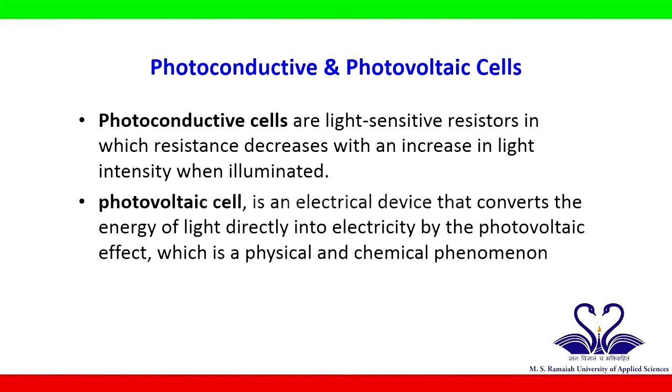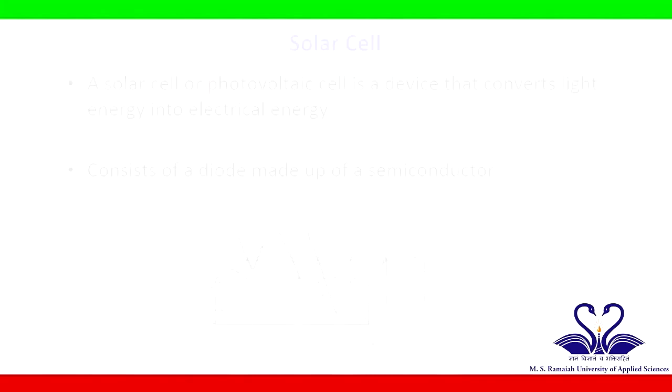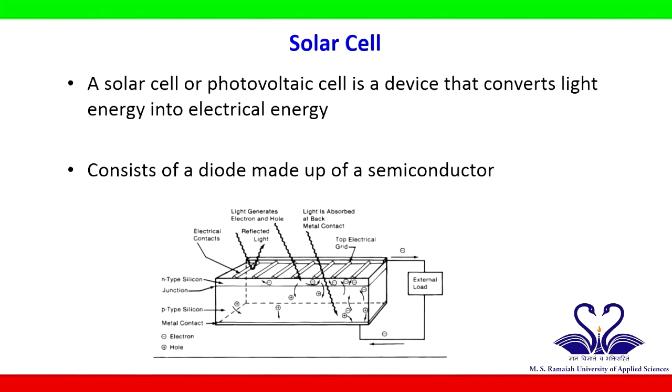There are two different kinds of cells which are sensitive to the light: photoconductive cells and photovoltaic cells. Solar cell is a photovoltaic cell which converts light energy into electrical energy. It consists of a diode made up of a semiconductor.